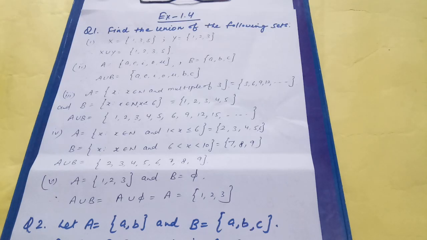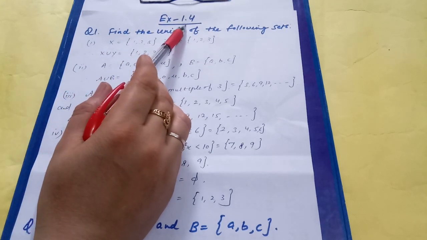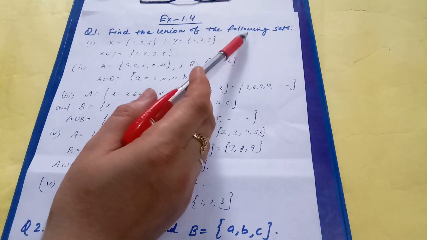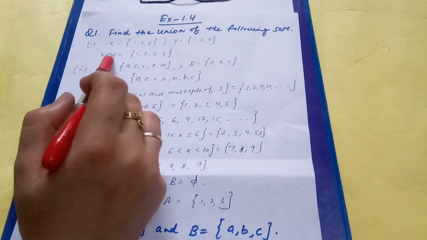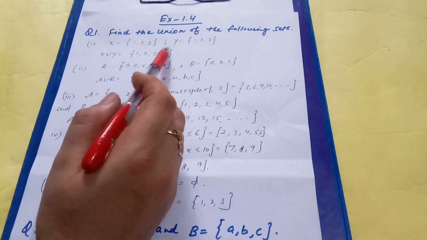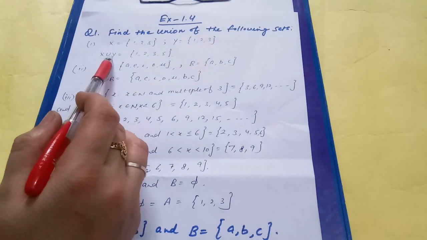In our previous class, we have done operations on sets. Here we are going to start exercise problems related to exercise 1.4. First question is find the union of the following sets. In first part, X set is equal to {1, 3, 5}, Y set equal to {1, 2, 3}. We have to find X union Y.